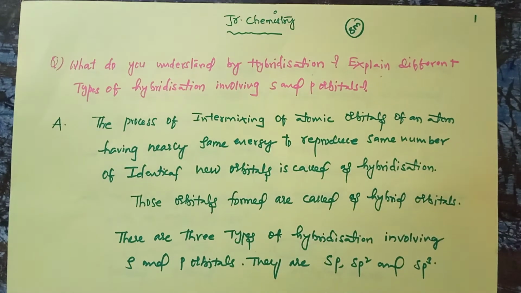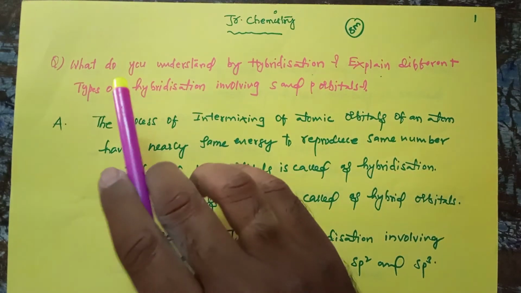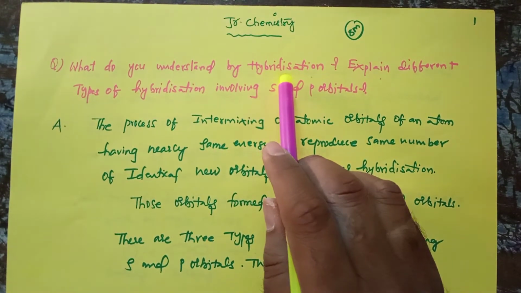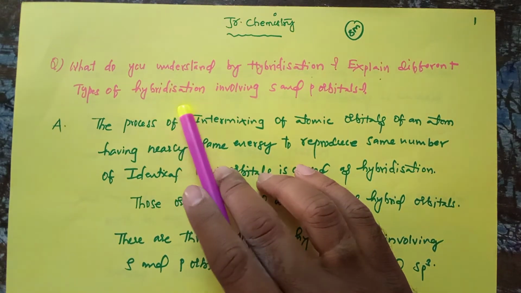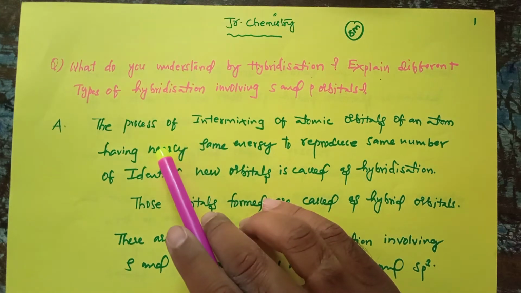Today's important question is hybridization from the third chapter, chemical bonding. The question is: what do you understand by hybridization? Explain the different types of hybridization involving s and p orbitals. Now we have to see the definition.